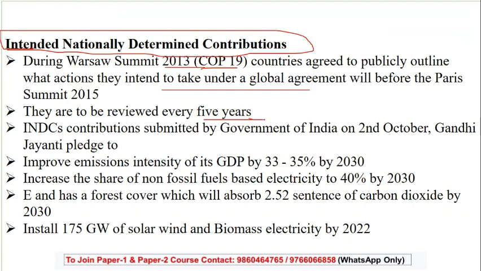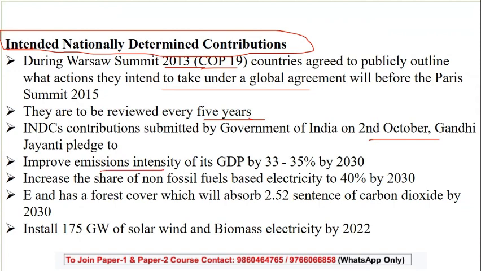So you see how the questions can come out of your theory. So you have to ensure that your eyes and ears are properly open, you hear what is said and you definitely take a note of it. So these are the contributions submitted by the government on 2nd of October, that is, on Gandhi Jayanti.